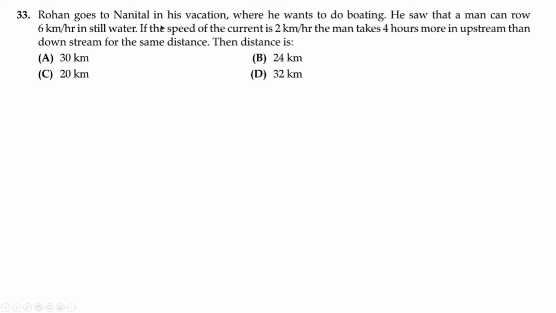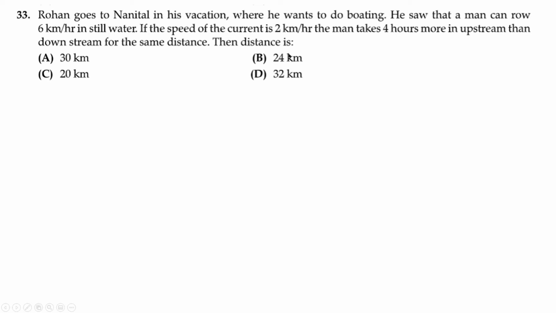Next question. Rohan goes to Nainital in his vacation where he wants to do boating. He saw that a man can row 6 km per hour in still water. If the speed of the current is 2 km per hour, the man takes 4 hours more in upstream than downstream for the same distance.